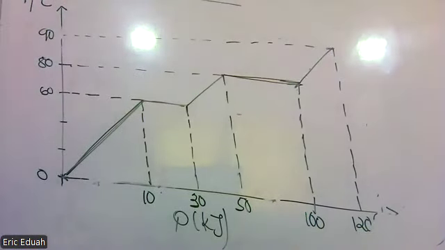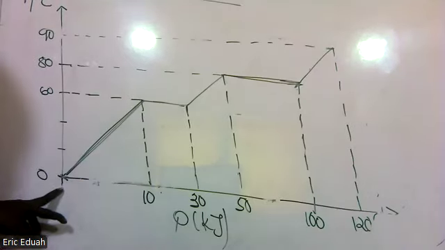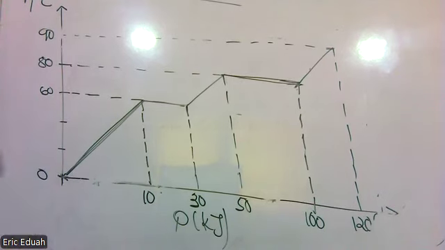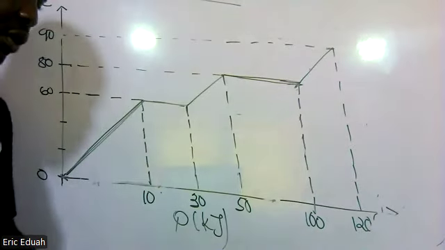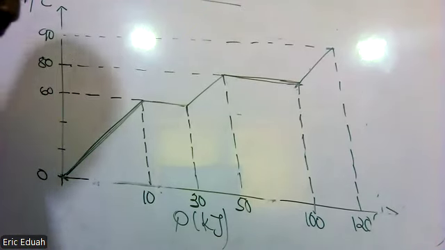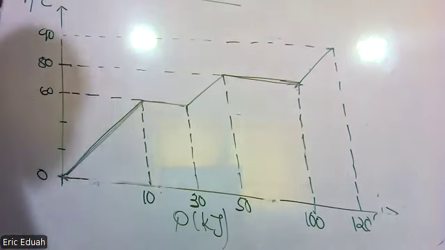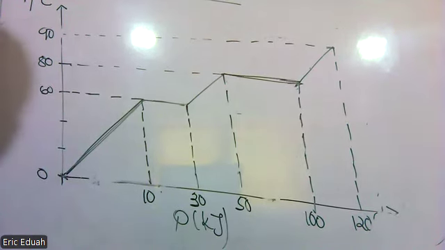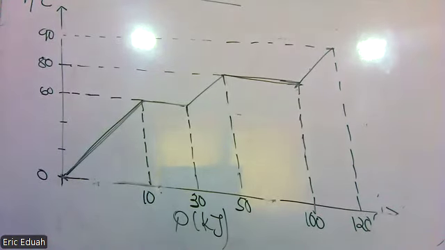So the first question, this is the heating curve. The heating curve, meaning the material is initially at 0 degrees Celsius and is heated to 90 degrees Celsius. We are told that the mass of the material is 1 kilogram. So what is the specific latent heat of fusion of the material?